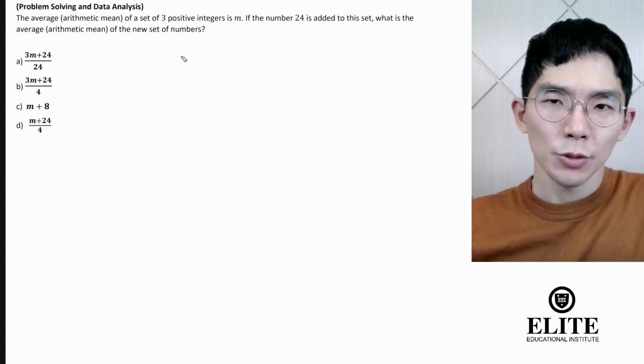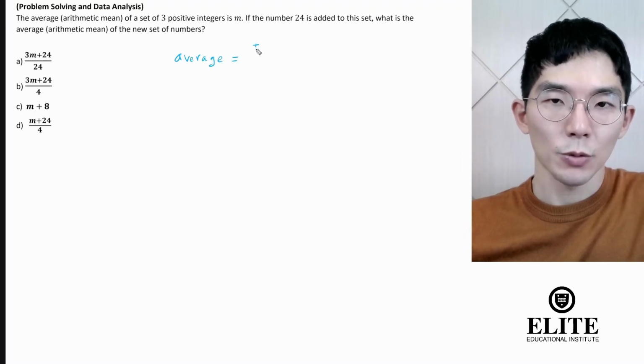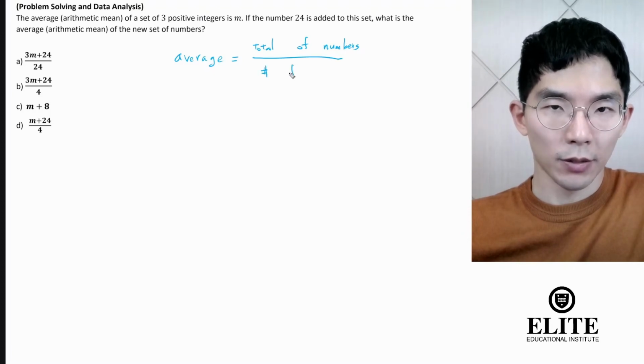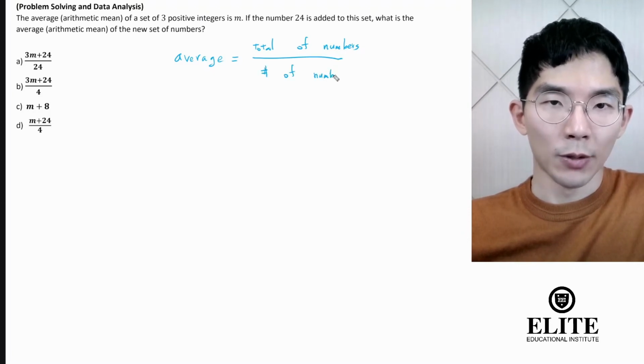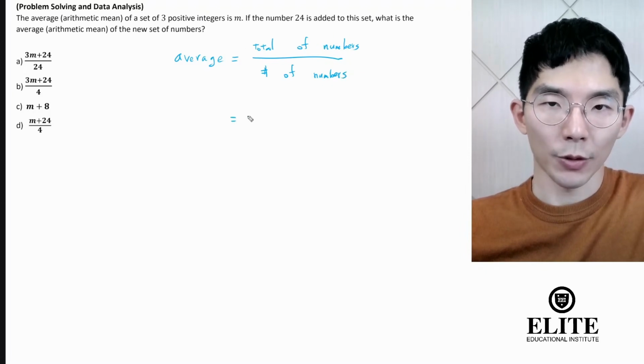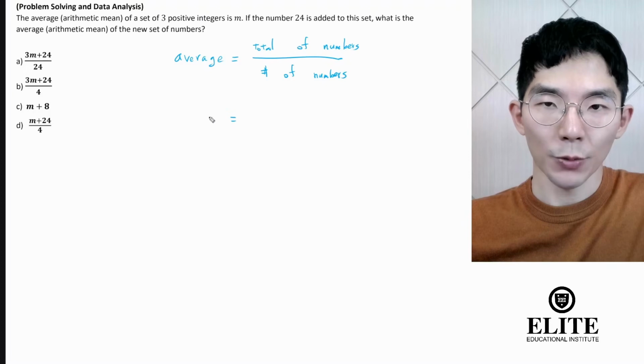To solve this problem, let us start by thinking about the meaning of average. Average is the total of the numbers in the set divided by the number of numbers. That's the definition. Now, before we add 24, how many numbers do we have? 3 numbers. And my average was m.